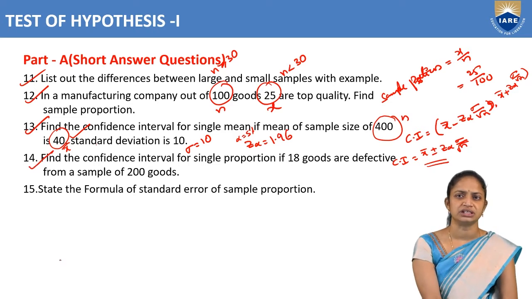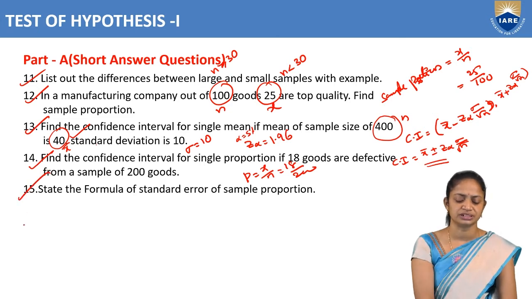Now coming to the next question. Find the confidence interval for single mean, if 18 goods are defective from the sample of 200 goods. So for proportion, here also it is the same: we have to take p plus or minus z alpha into the root of pq by n. We have to find the p value using the sample proportion formula. The sample proportion formula is x by n, that is nothing but 18 by 200.